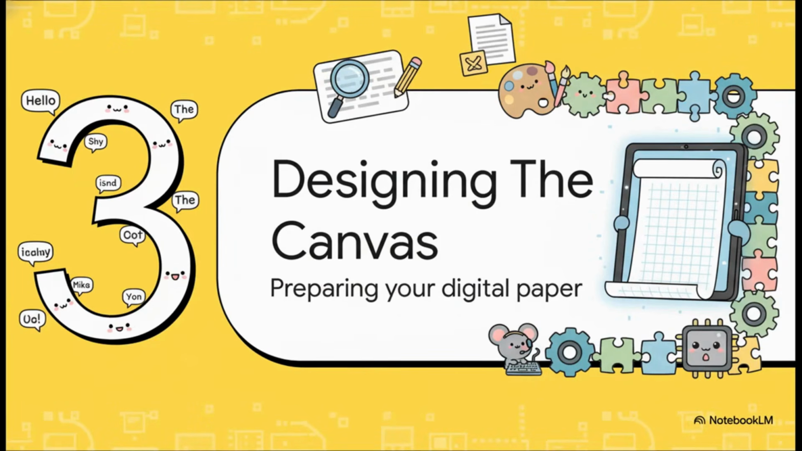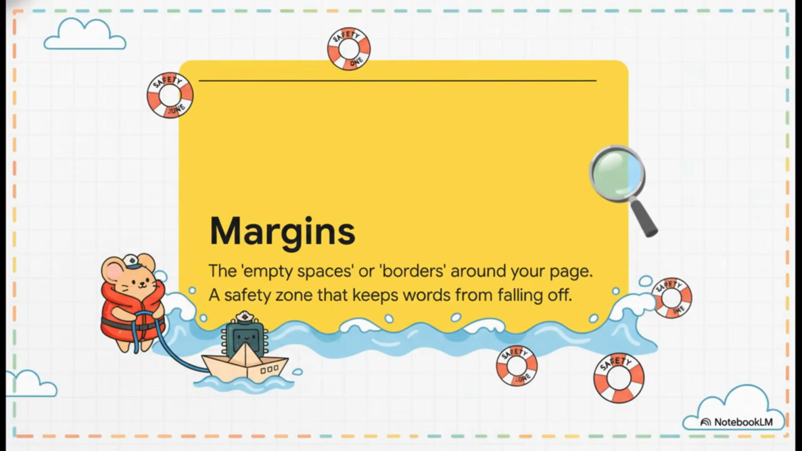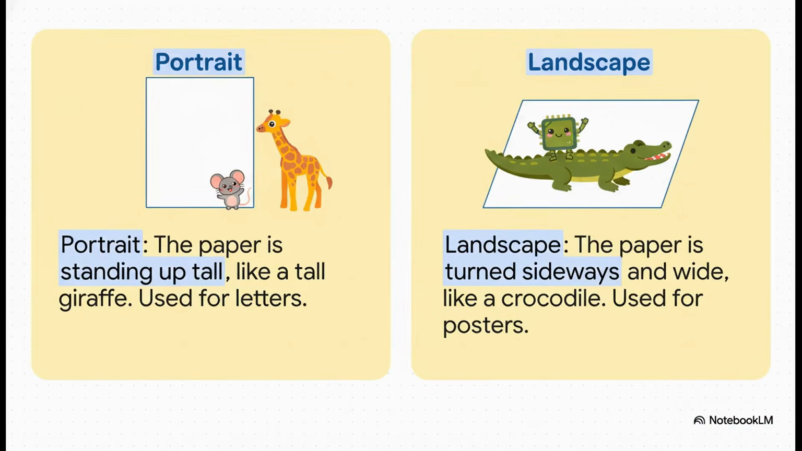Okay, we've handled the words, we've handled the paragraphs. Now it's time to zoom out and look at the whole page, the digital canvas where we're going to create our masterpiece. First up on our canvas are the margins. Margins are the empty borders that keep your words safe and neat. Orientation is the way we turn our paper under the layout tab. Portrait stands up tall, like a skyscraper or a tall giraffe, but landscape turns it sideways wide, like a park or a crocodile. Portrait is tall, landscape is wide.